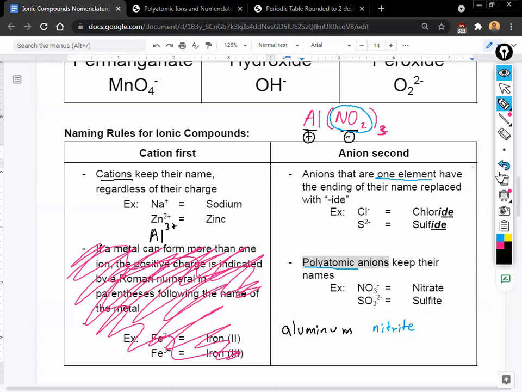So polyatomic ions are very easy to work with. You just write their name. So since it was NO2, you write nitrite. If it was SO4, you would write sulfate. If it was PO4, you would write phosphate, etc., etc. Okay.